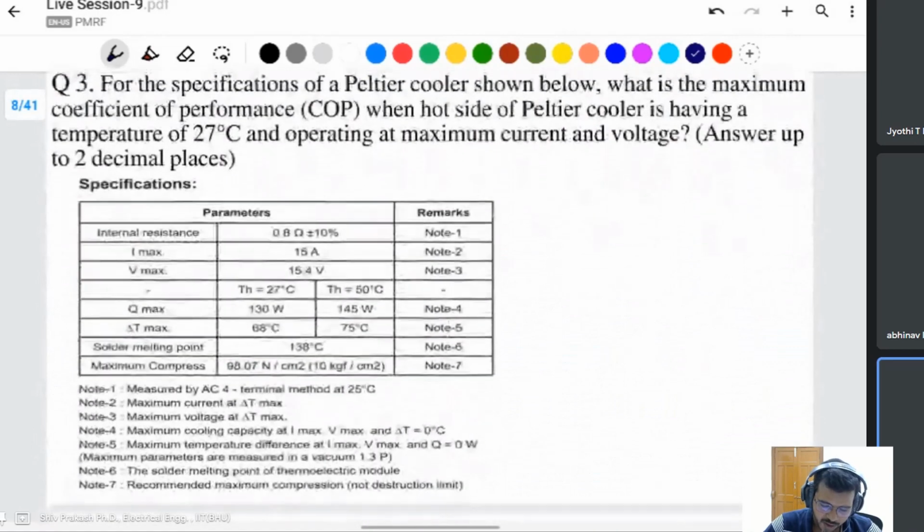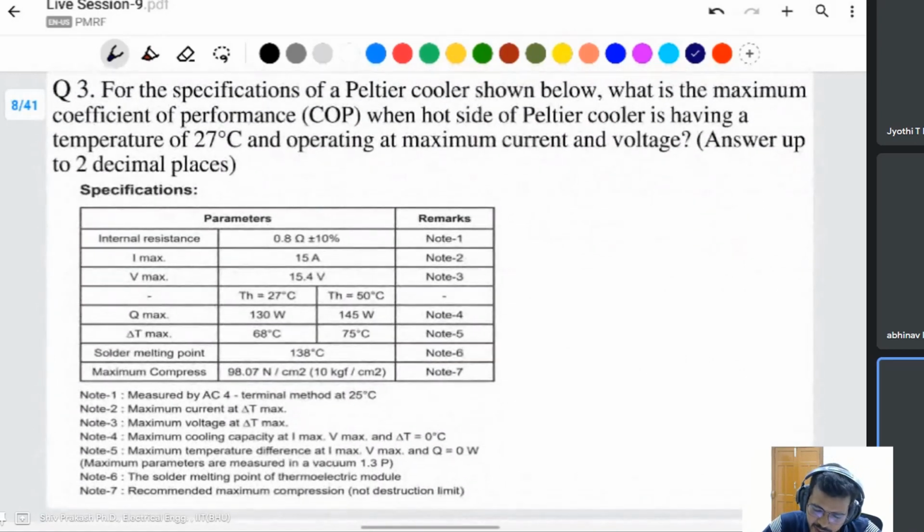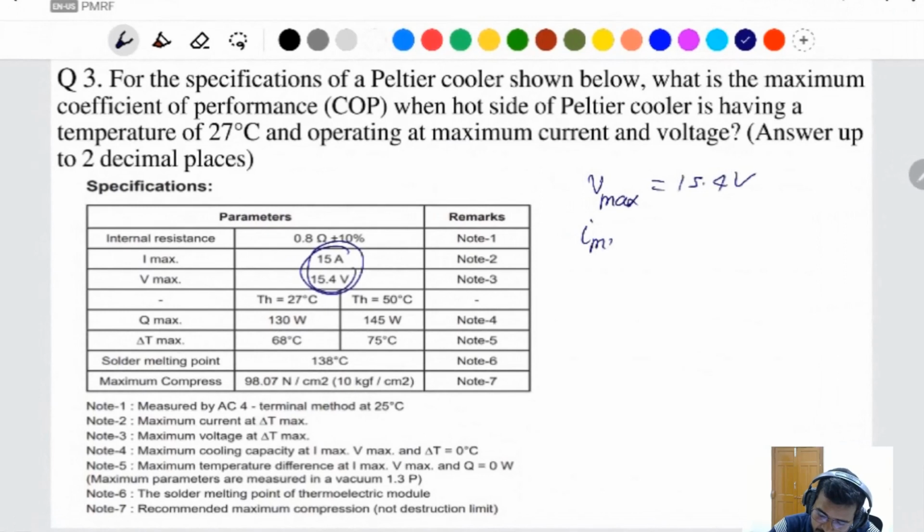Okay. For the specification of a Peltier cooler shown below, what is the maximum coefficient of performance, COP, when the hot side of the Peltier cooler is at a temperature of 27 degrees centigrade and operating at the maximum current and voltage? This is the maximum current and voltage. V max is 15.4 volt. I max is 15 ampere.